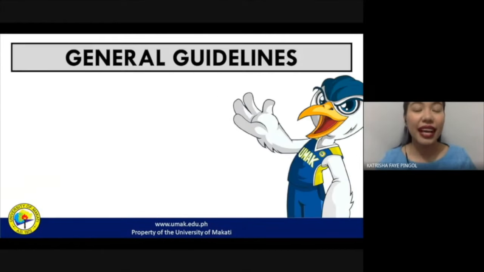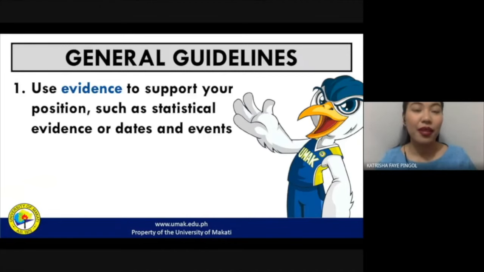Here are some general guidelines that you can follow whenever you are writing a position paper. The first one, of course, is using evidence that would support your position. Now, it's best that the evidence you include in your position paper or essay includes information such as statistical evidence or even relevant dates and events.